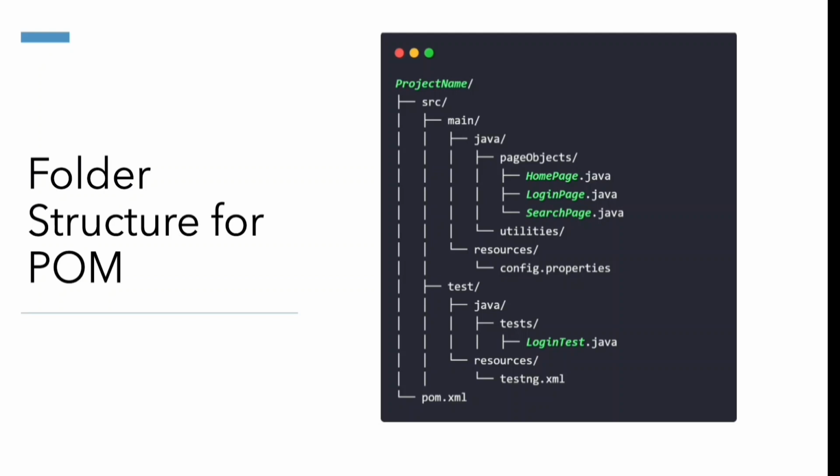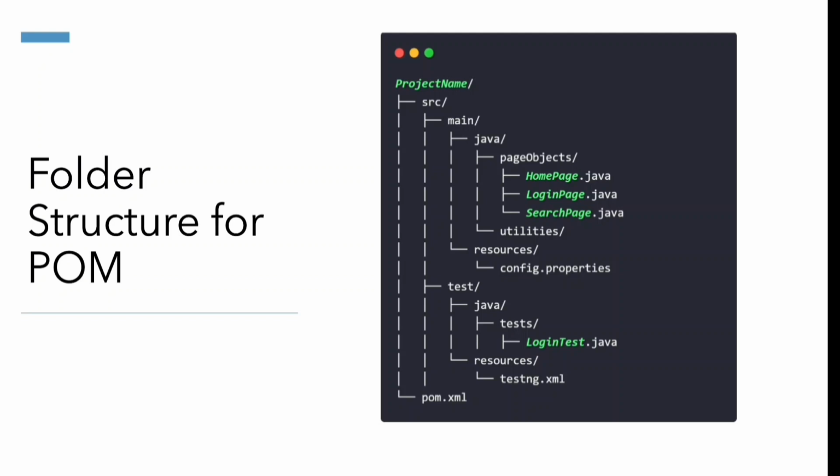Then we have a resources folder. Here we can pass configuration parameters, like a config.properties file. We can read it, meaning here we pass the URL, our username, password, and all those things. And then we have test. Inside test.java we will put our scripts, like the test login script.